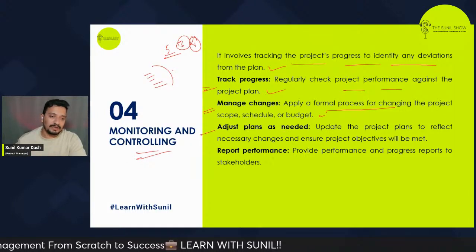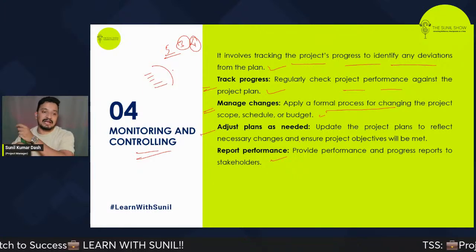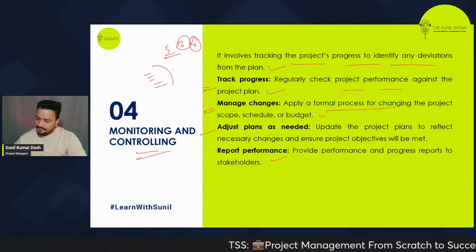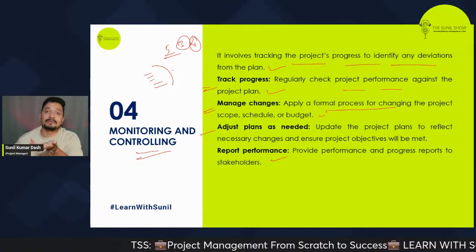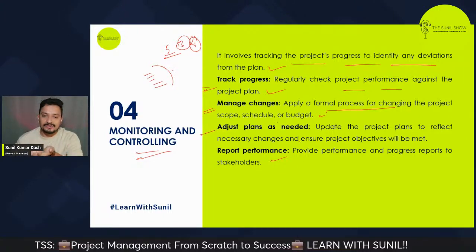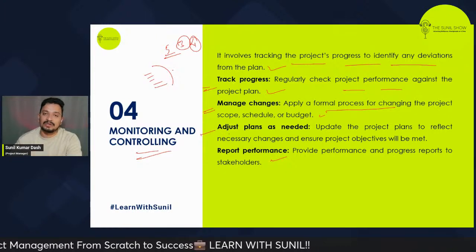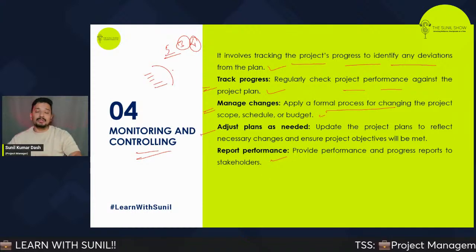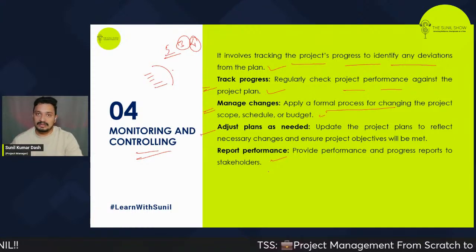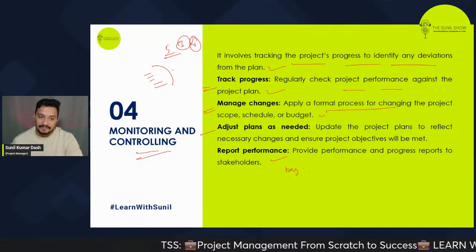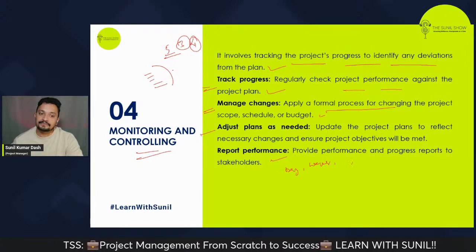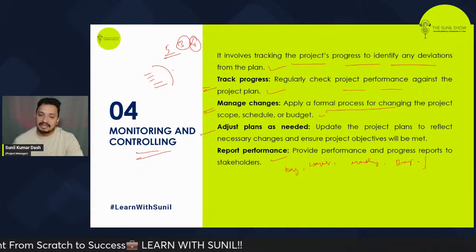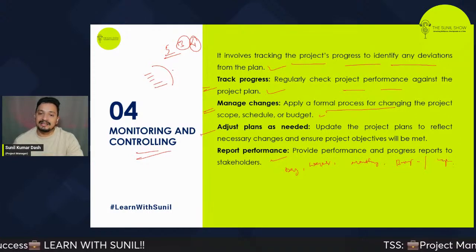Now, report performance. This is one of the other parameters that we have. So report performance, what does it mean? Provide performance and progress reports to the stakeholders. This comes under the communication plan. How do you communicate the updates and the progress to the team? Either every end of the day, or weekly, or monthly, or bi-weekly, or bi-monthly, or six months, or yearly.